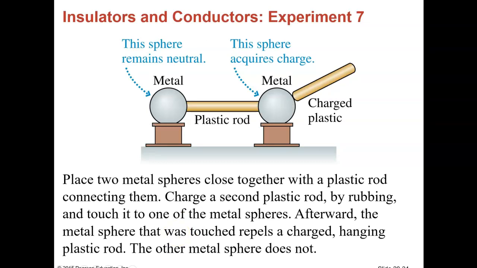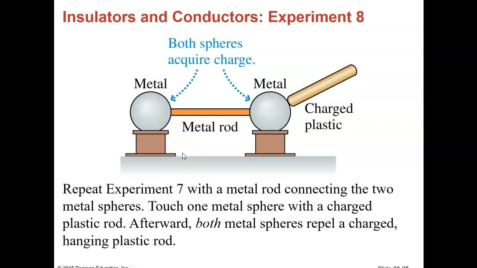So the metal sphere appears to have acquired a charge of the same sign as the plastic rod. Now, if you place two metal spheres close to each other with a plastic rod in between them, and charge this one over here, after the metal sphere that was touched repels a charged hanging plastic rod, this sphere does not. What is going on here?